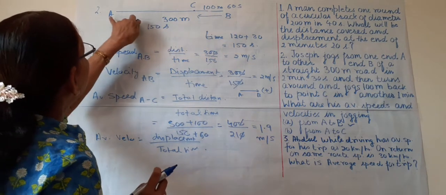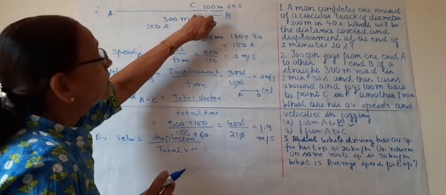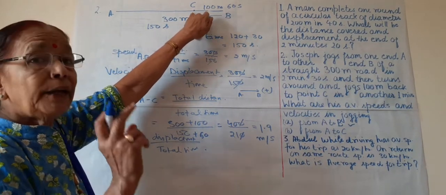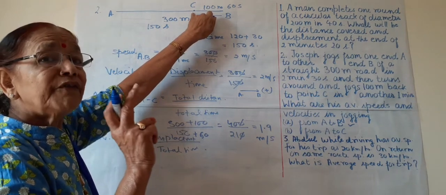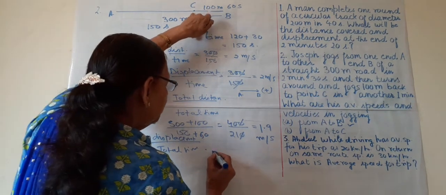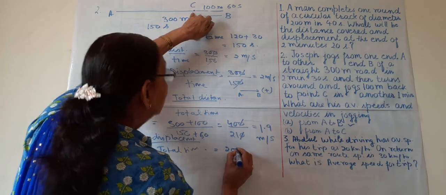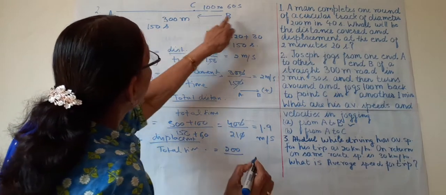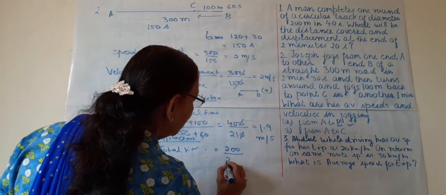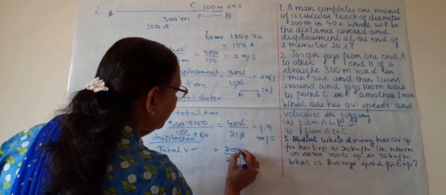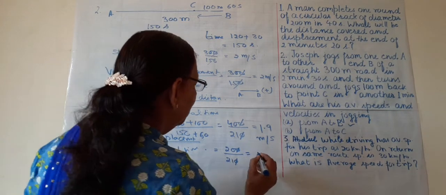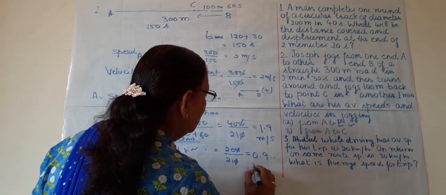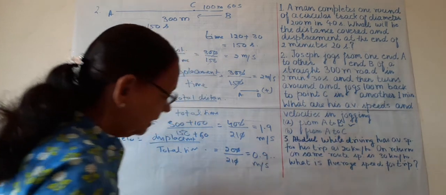So from here, C is at 200 meters. 300 minus 100, so C is at 200 meters. This is the final position. So the displacement will be 200, 300 minus 100, and the total time is the same. He has gone here, coming back. So the total time will be the same, 210, and it will come to around 0.9 and something more, 0.9 meters per second.